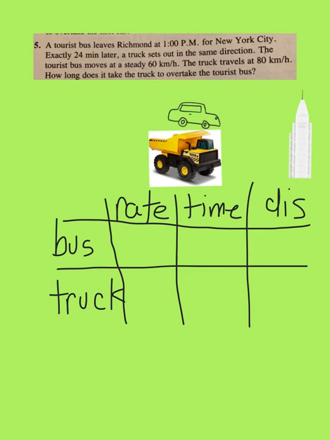Okay, the rate is pretty easy to figure out. They tell us in the problem exactly how fast these automobiles are traveling. The tourist bus is going 60, and the truck is going 80.